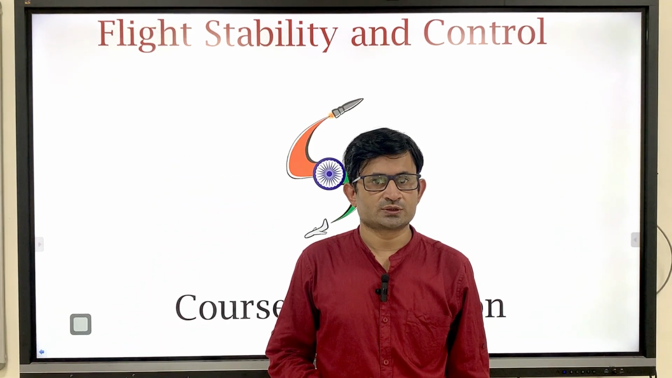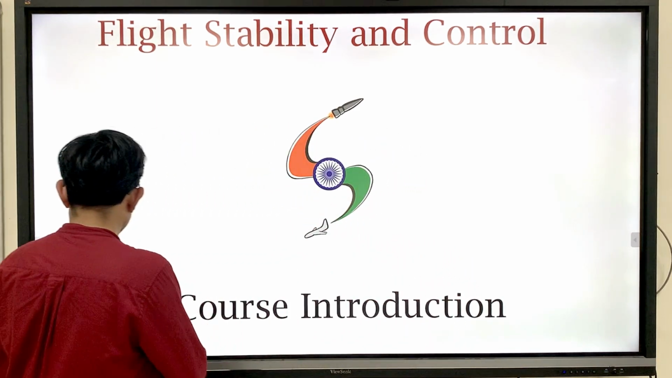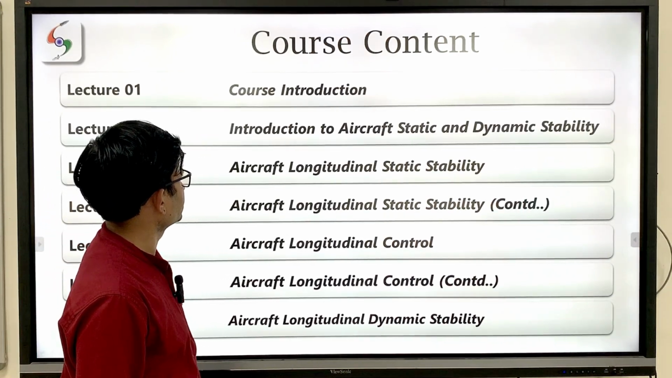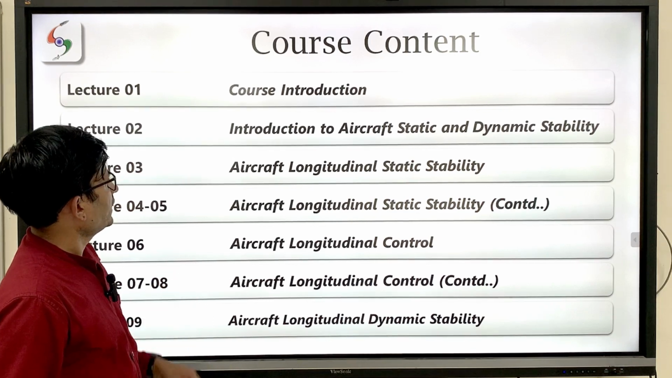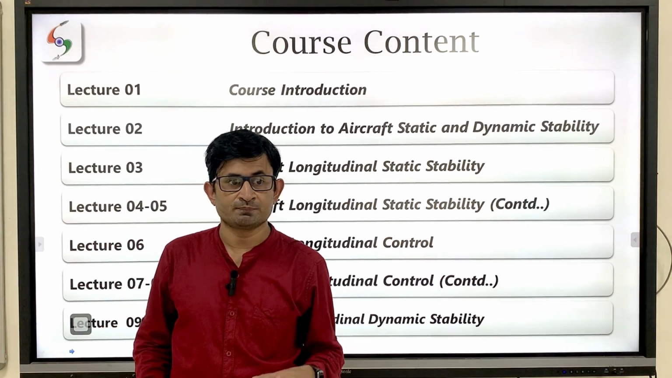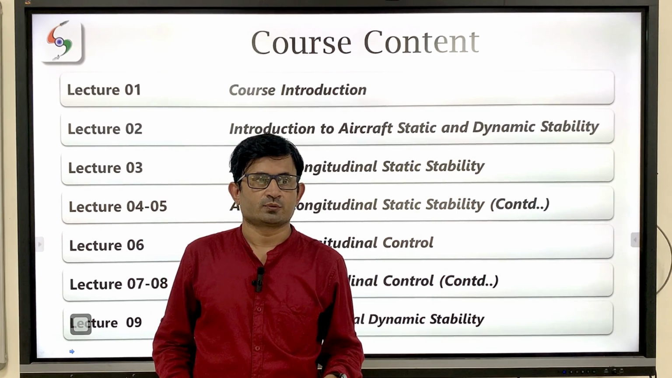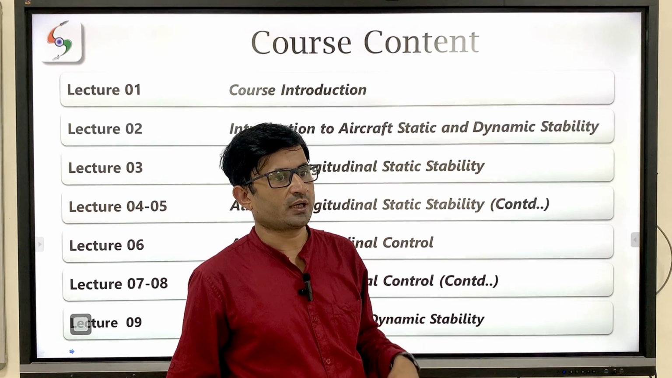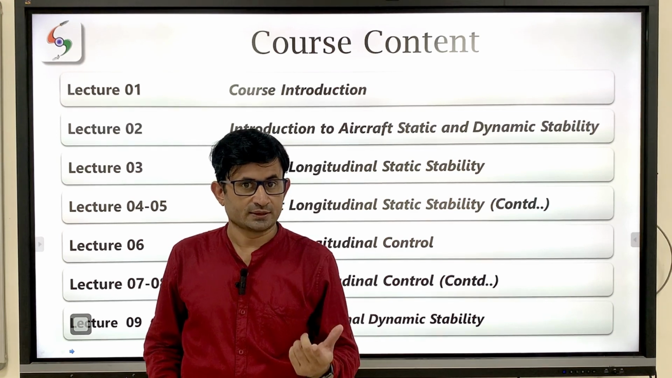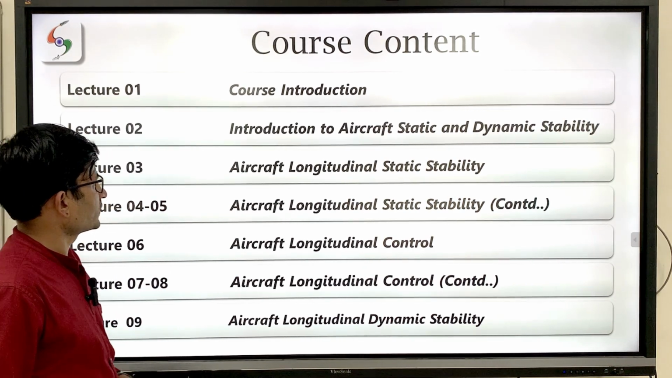The purpose of this course is to cover the flight stability part as well as the control part. So today is lecture 1, the course introduction. In lecture 2, I will give you an introduction to aircraft static and dynamic stability. That means when you call a system statically stable, when you call it dynamically stable, and how you comment on the stability when the system is dynamically stable or dynamically unstable. We will cover that in lecture 2, and then from lecture 3 we will move towards the core.